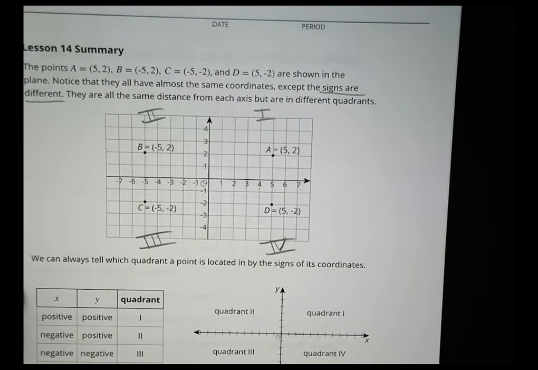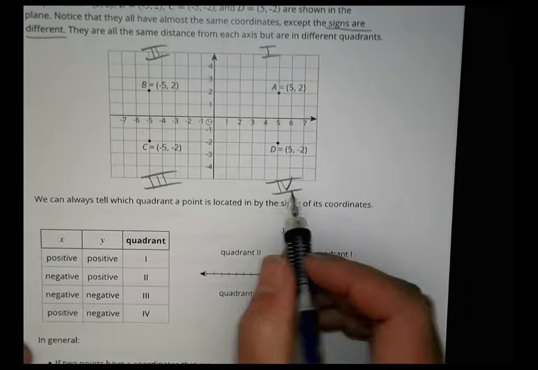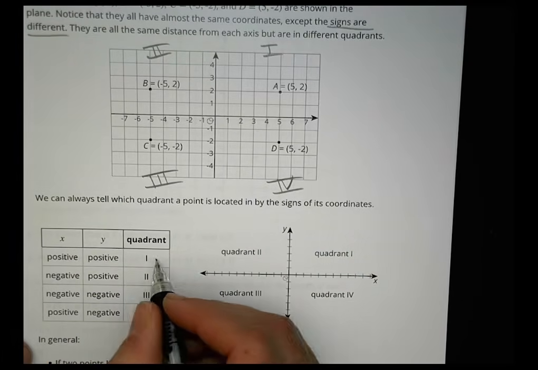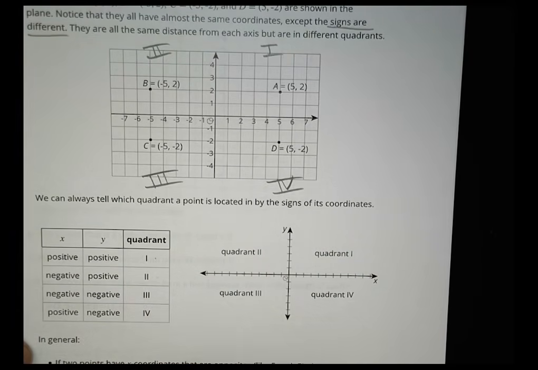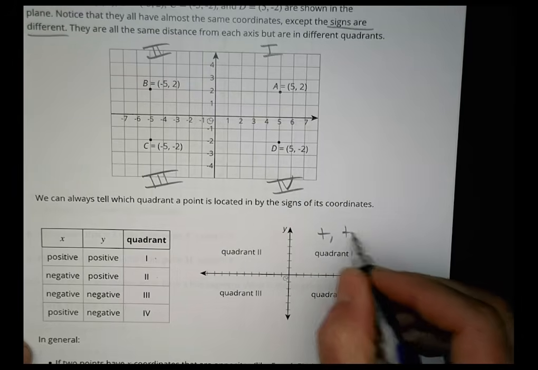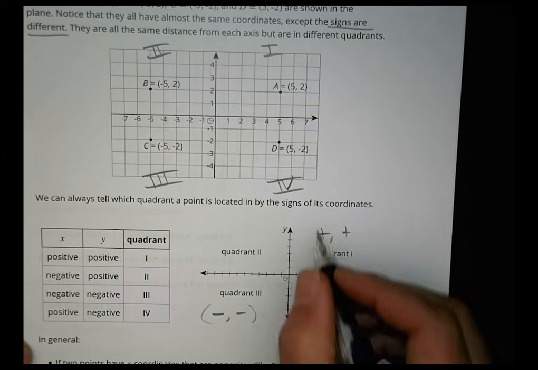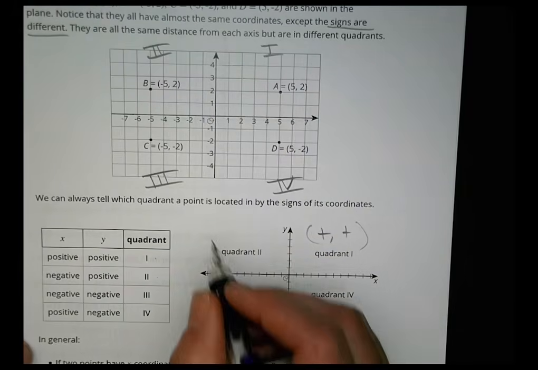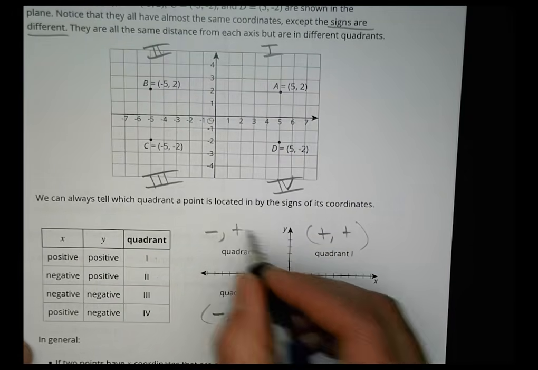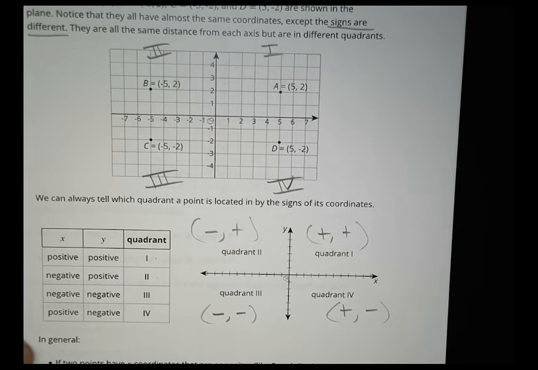We can always tell which quadrant a point is located in by the signs of its coordinates. If it's positive and positive, it's in 1. If it's negative and positive, it's 2, and so on and so forth, okay? So kind of good to always remember positive positive is there, negative negative is there. That's the easy ones. And then this side over here is a positive x, this side's a negative x, this side's a positive y, this side's a negative y. And that's the way those are organized, always and forever.